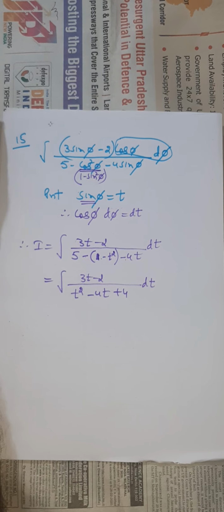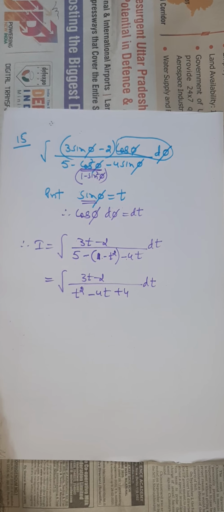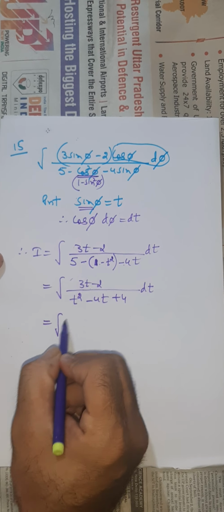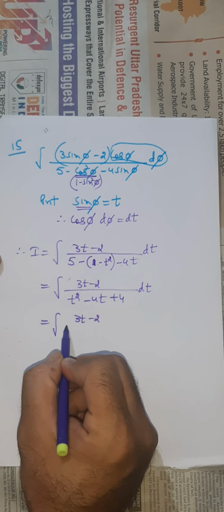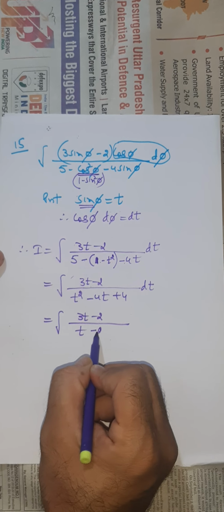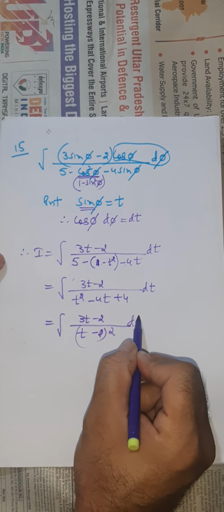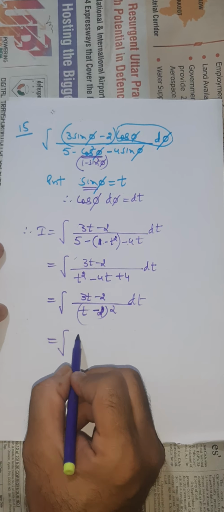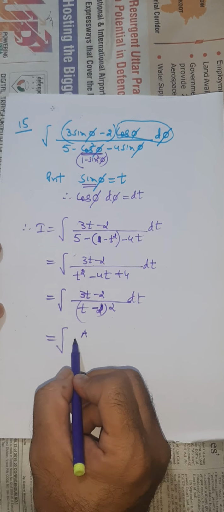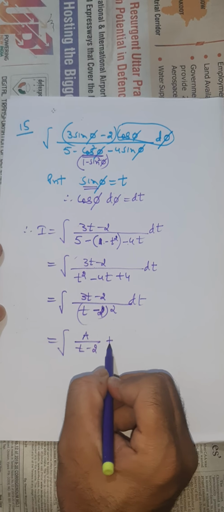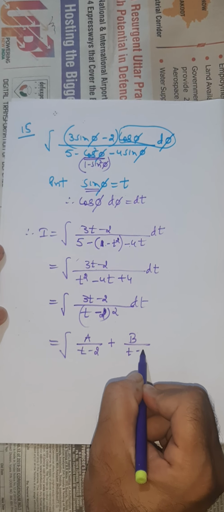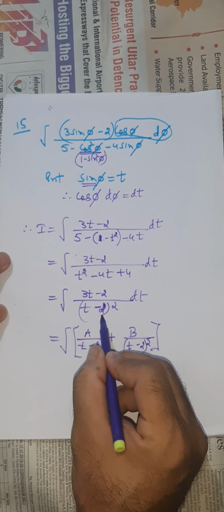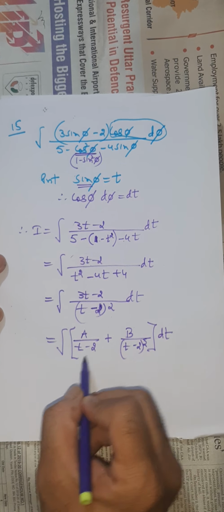Now which type of expression is this? Have you realized? This is linear upon quadratic. It's like this, remember: 3t minus 2. This is a perfect square, t minus 2 the whole square. So this you can do by partial fraction method with repeated factor, like this: a upon t minus 2 plus b upon t minus 2 the whole square. Partial fraction method with repeated factor.